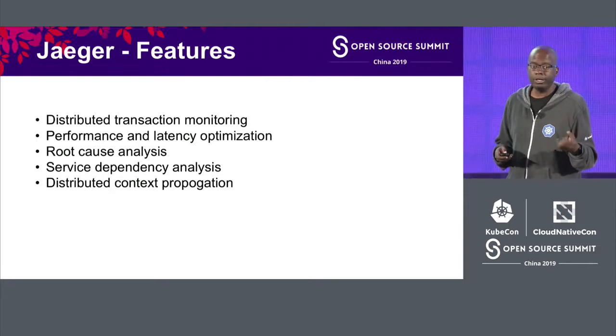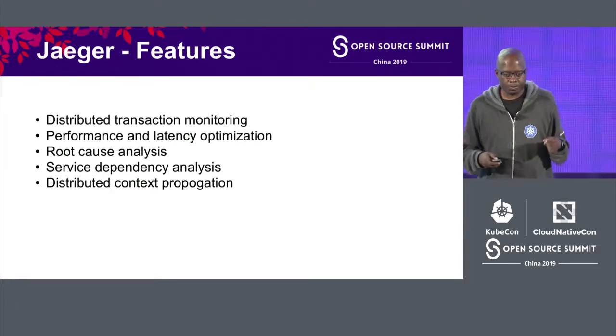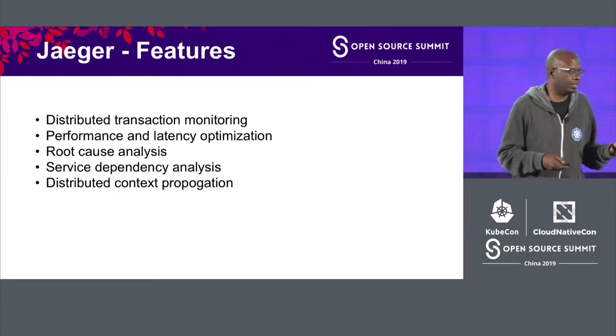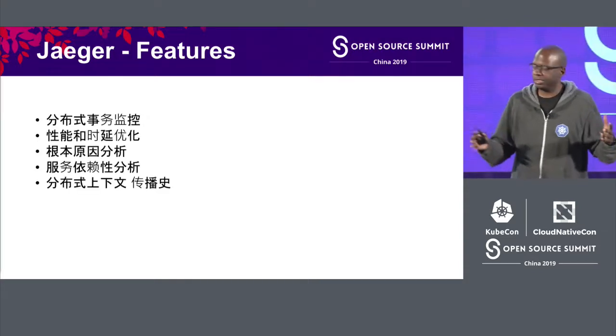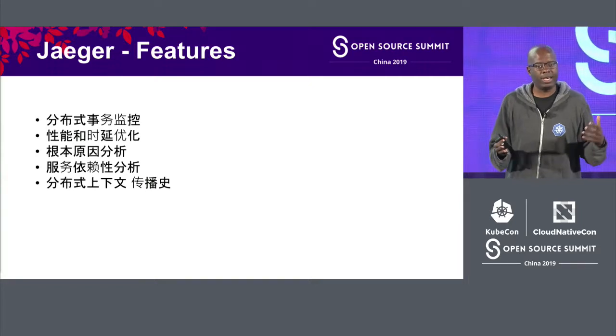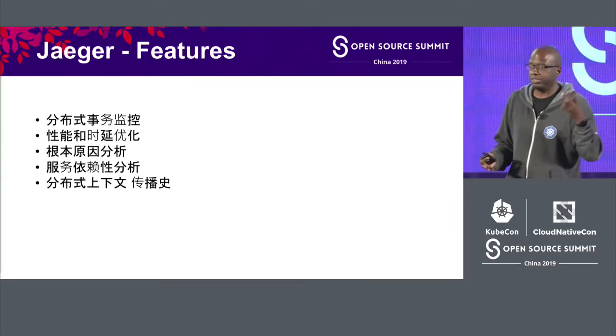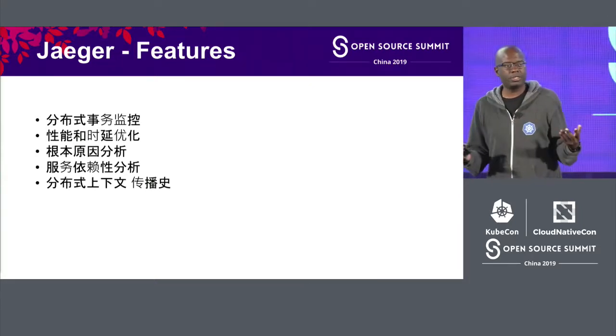This is from Uber, and Uber has done a lot of great work. So why would you use something like Jaeger? Well, really what it comes down to is that you have software, and let's say you have microservices: microservice 1, microservice 2, microservice 3, and something is slow.